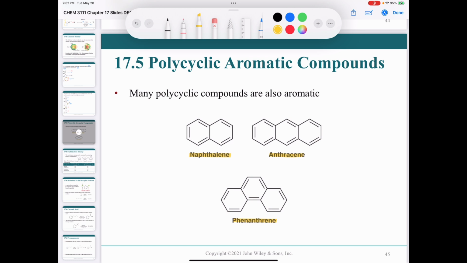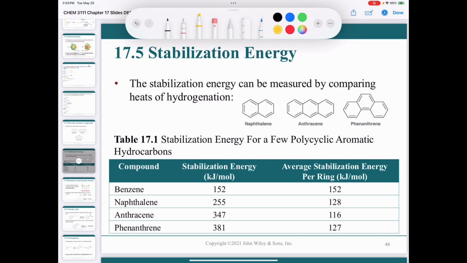significant aromatic stabilization. For each compound, the stabilization energy can be measured by comparing the heats of hydrogenation, just like we did for benzene. These values are summarized in the table that you see here. For polycyclic aromatic hydrocarbons, the stabilization energy per ring is dependent on the structure of the compound and is generally less than the stabilization energy of benzene, as we see here. You see the benzene has the highest and the other ones are lower.